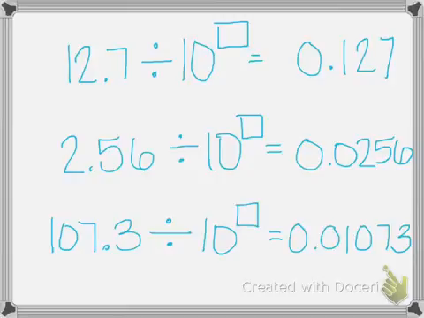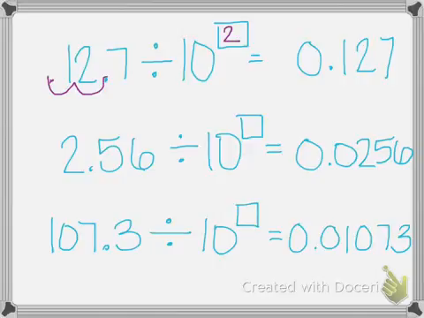Number 1 says write the exponent that makes each number sentence true. So we have 12 and 7/10 divided by 10 to the blank. We know we're dividing, so we know we're moving our decimal point to the left. We need it to be right here, so it moves to the left 2 times. So our exponent is 2.